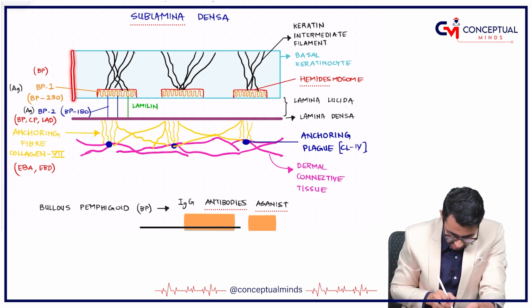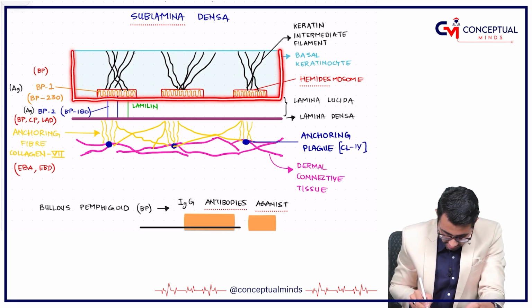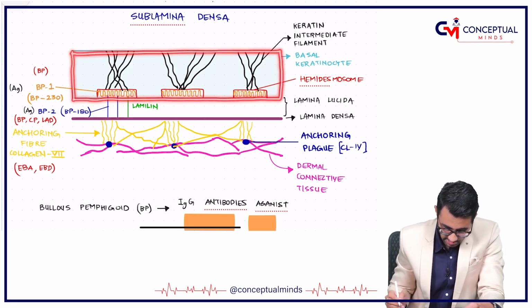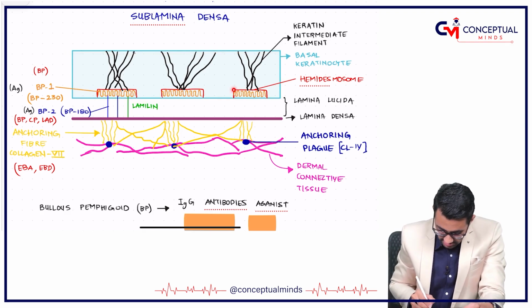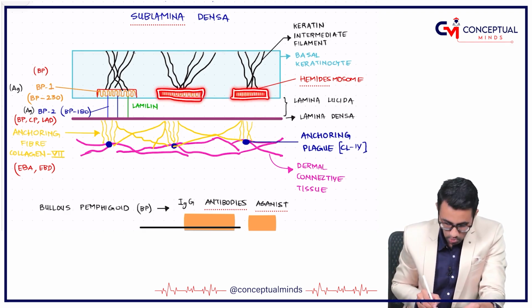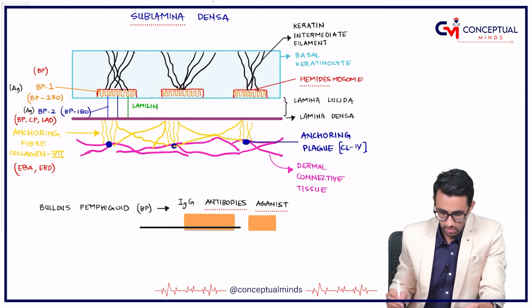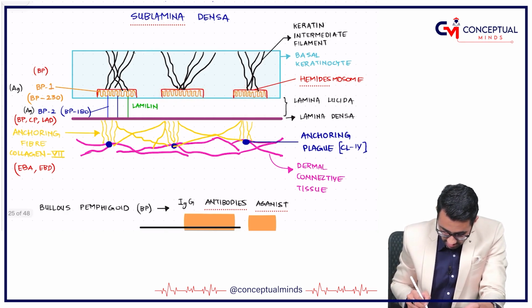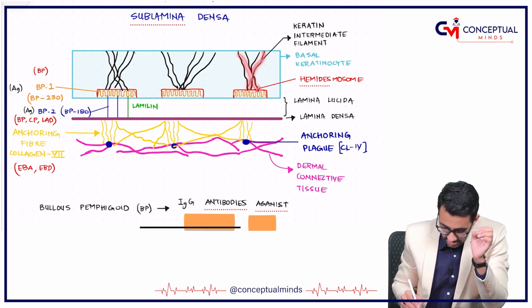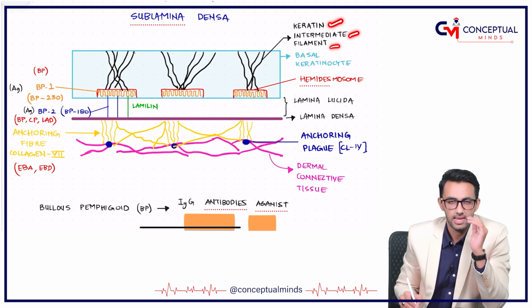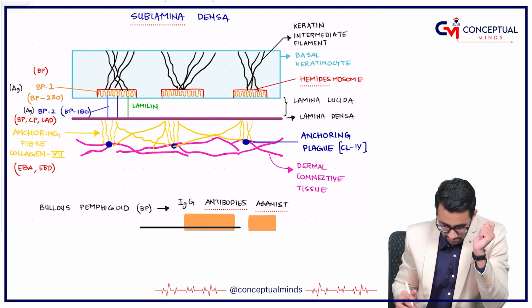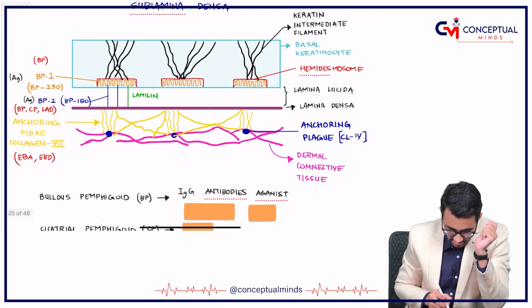As you can see, this part is the basal keratinocyte. And in the keratinocyte we can see these structures. These are the hemidesmosomes, and the hemidesmosomes are connected inside the basal keratinocyte by keratin intermediate filaments. There is intermediate filament holding the hemidesmosomes in the keratinocyte, and below the hemidesmosome, as you can see, it is being connected to the lamina densa.